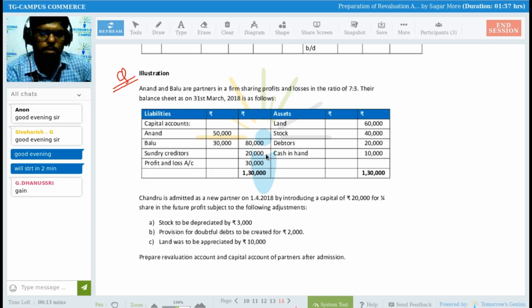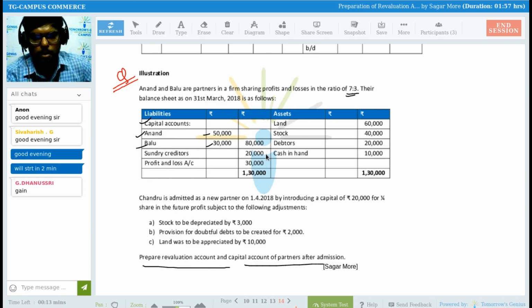See, Anand and Balu are partners and they are sharing the profit in the ratio of 7:3. Capital balances are given: Anand 50,000 and Balu 30,000. They are asking to prepare the revaluation account and the capital account of the partners after admission. So we have to prepare the revaluation account and the partners' capital account. Anand and Balu's capital I will record on the credit side of the capital account, by balance brought down: Anand 50,000, Balu 30,000 rupees.